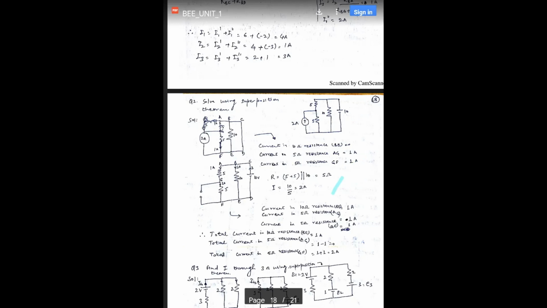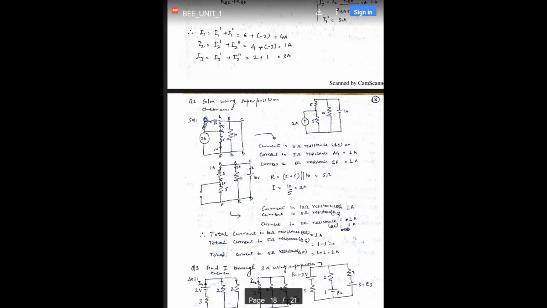Okay. So now let's see the current which is flowing. So this is 10. This is 10. It is same. Okay. So when the current is flowing through this voltage source, it will be equally divided. So 1 ampere will flow through this, 1 ampere will flow through this. Okay. So the current through the BE is 1 ampere, and current through the AG is 1 ampere, and GF is again 1 ampere. Okay.